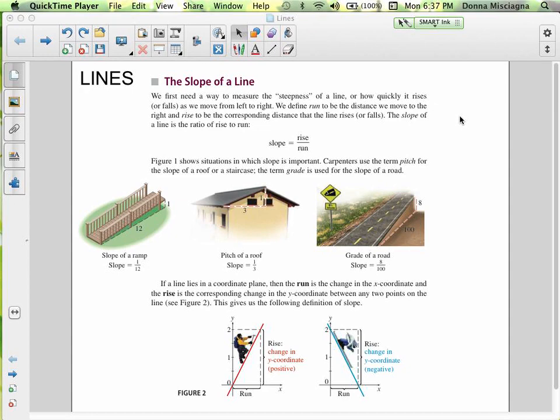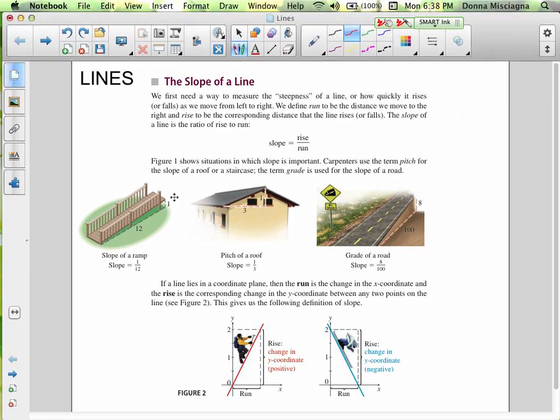Figure 1 shows situations in which slope is important. Carpenters use the term pitch for the slope of a roof or a staircase. The term grade is used for the slope of a road. So here in the first example, we have the slope of a ramp. Notice that the ramp rises 1 foot for every 12 feet of run. Right? So that's going to be a slope of 1/12. Right? The rise to the run.